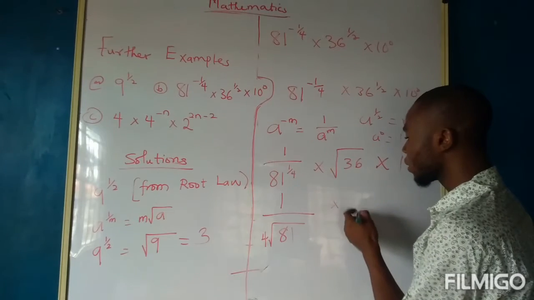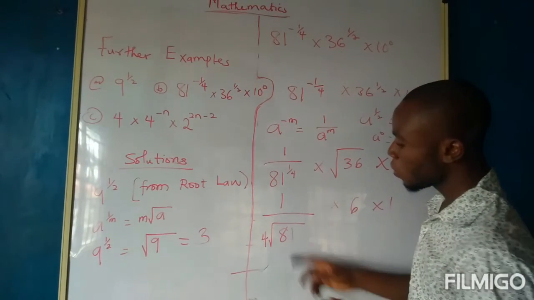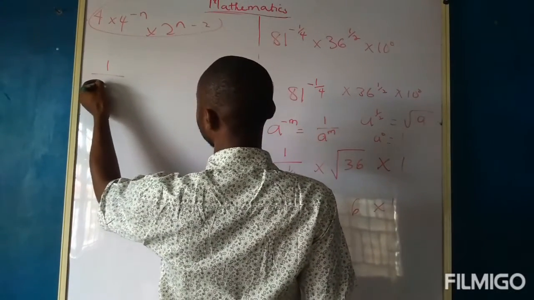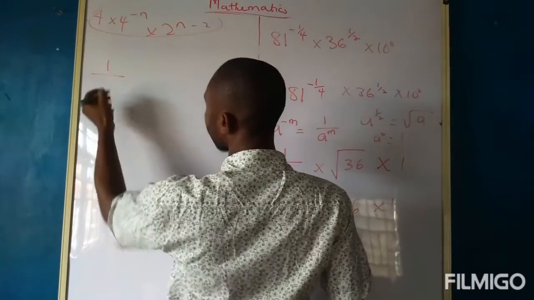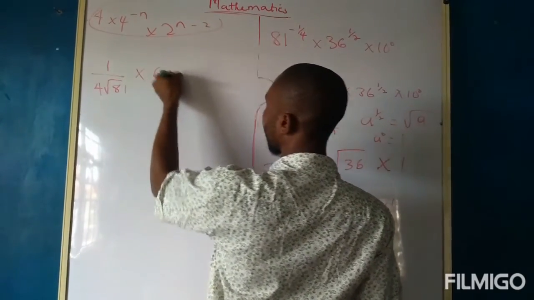Square root of 36, and that is 6, multiplied by 1. So this is our last step that we will solve. This is 1 over the quad root of 81 multiplied by 6 multiplied by 1.